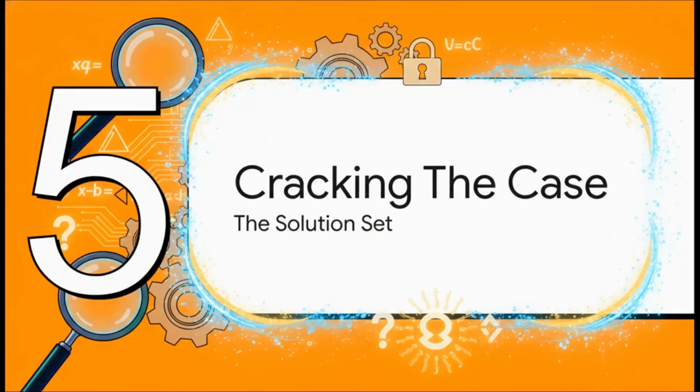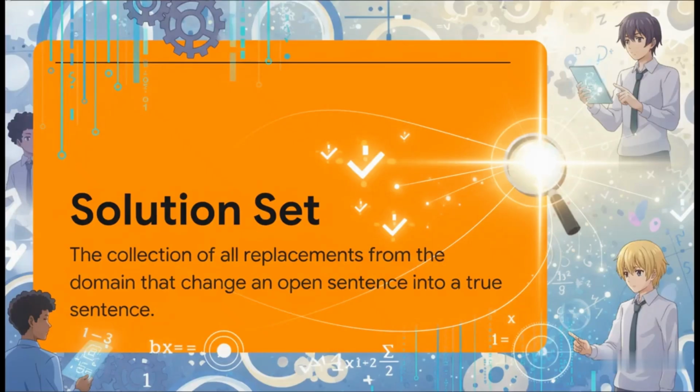So all of this brings us to the final part of any investigation, filing the official report. This report, the one that lists all the culprits we've identified, is known as the solution set. The solution set is basically our grand conclusion. It's the definitive, final list of every value from our lineup that successfully cracked the case by turning that open sentence into a true statement. It might have one member, many members, all of them, or, as we saw, even no members at all.